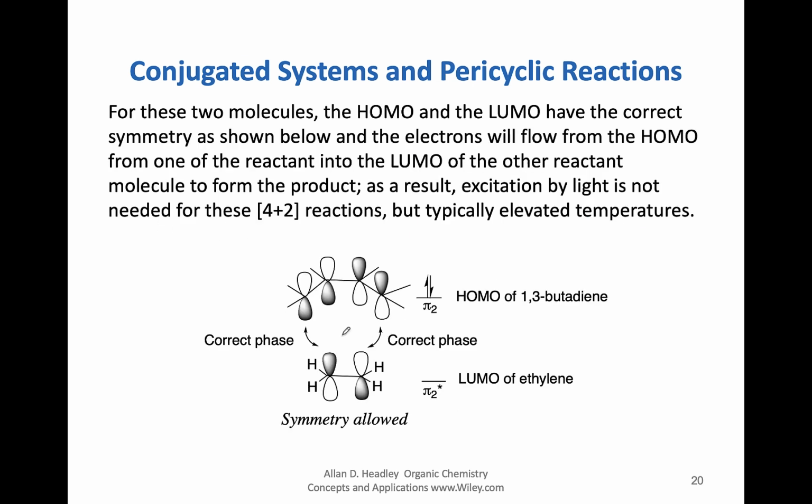As we can see here, the LUMO of ethylene, or the lowest unoccupied, looks like this, and the HOMO of butadiene looks like this. So we can see here shaded, shaded, and unshaded, unshaded. So the phase is correct here, the phase is correct here. So this is symmetry allowed.